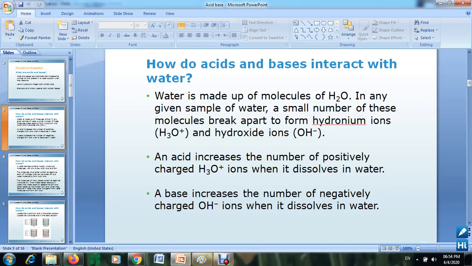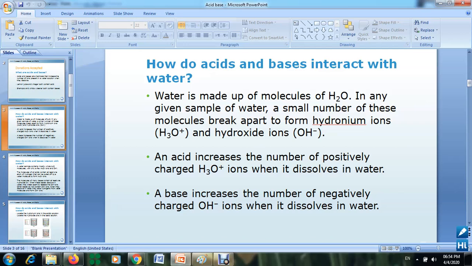So water is made up, as you know, of H2O. In any given sample of water, if you have a cup of water now, it contains a small number of molecules that break apart to form hydronium ions, H3O plus, and hydroxide ions, OH negative. Okay, our lesson is about acid and base. What is the relationship between these?